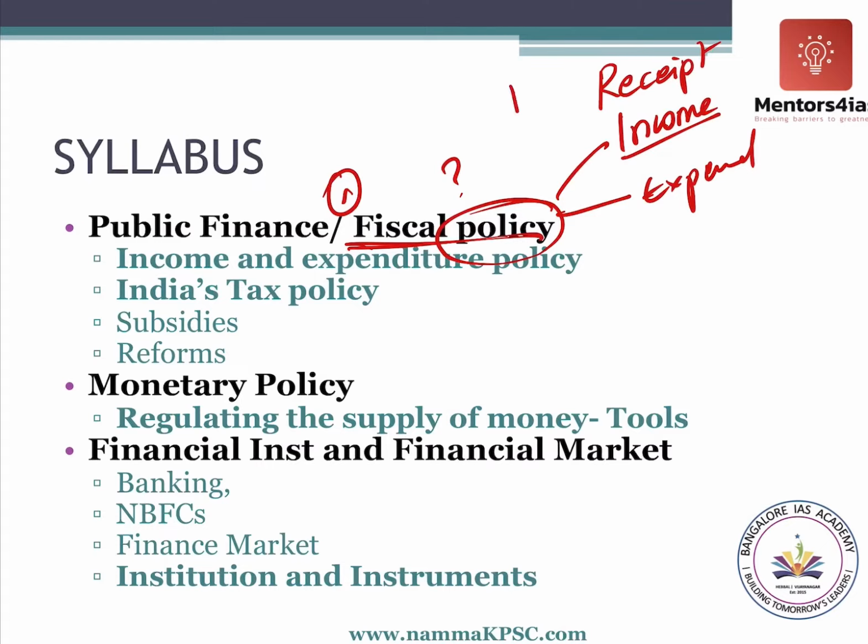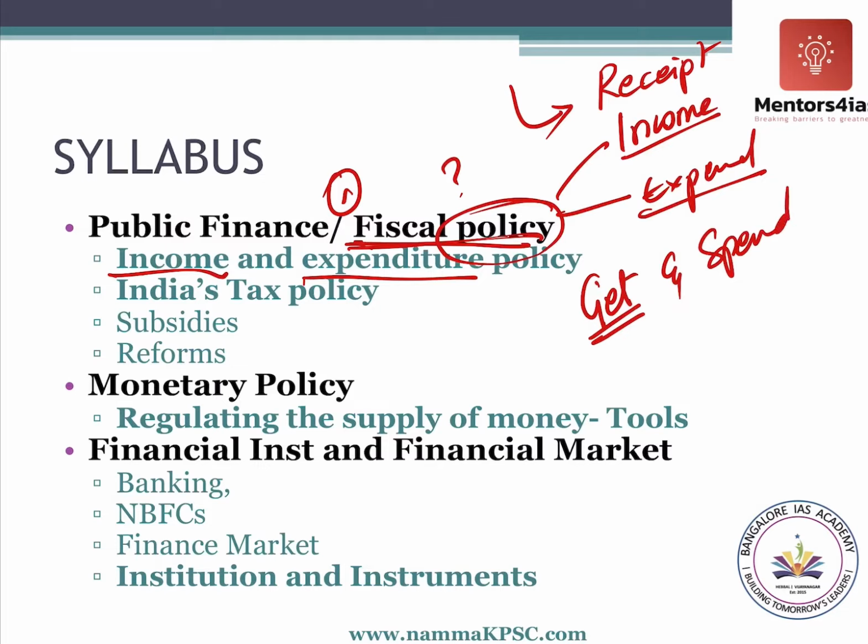Receipt means anything that the government receives in its account, and any money that is spent from this account is the expenditure. So fiscal policy is the receipt and expenditure policy of the government. It covers everything that the government does in order to earn revenue or get money, and everything that the government does in order to spend this money.